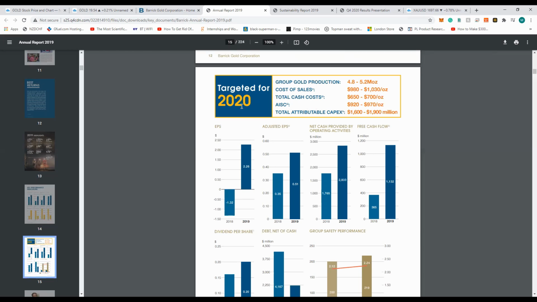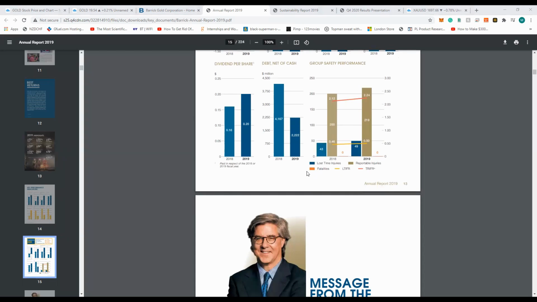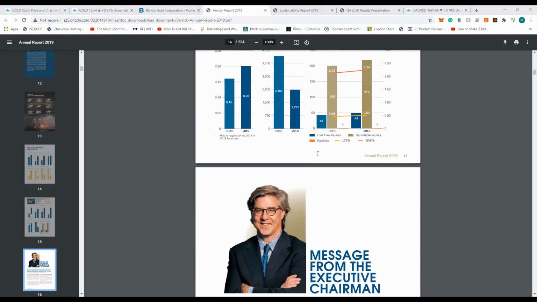And so what you want to do is build confluence and build a good picture, to know these are the things you're looking for, and the key factors you want to take into consideration when it comes to the company. And I like Barrick Gold because they've made it pictorial, because a lot of writing doesn't help.